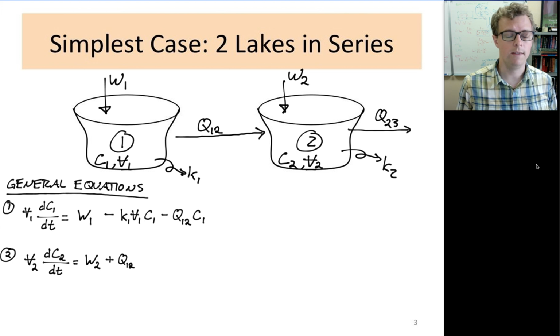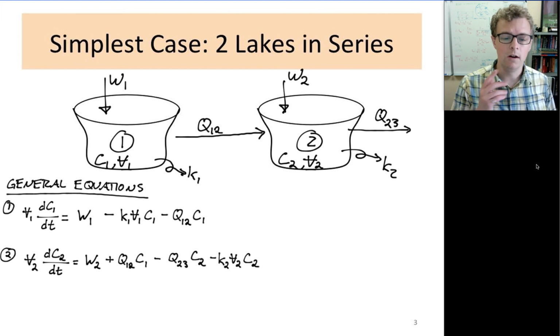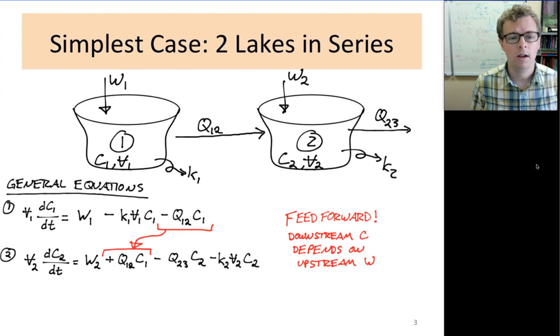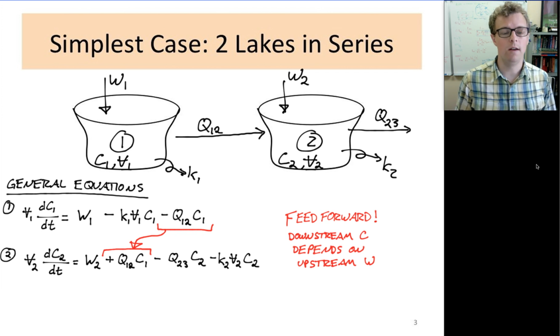For Lake 1, we've written this out. Lake 2 looks very, very similar. Importantly, the feed-forward system comes when the outflow from one becomes the inflow to the next. So I've highlighted this in red for you. Mass that is leaving 1 with this term, minus Q12C1, becomes an inflow to Lake 2 in the system. And so now mathematically we've coupled these two equations together, right? As goes CSTR number 1, goes the load that is received by CSTR 2. So this is what we mean by feed-forward systems. The upstream lake affects the downstream lake.